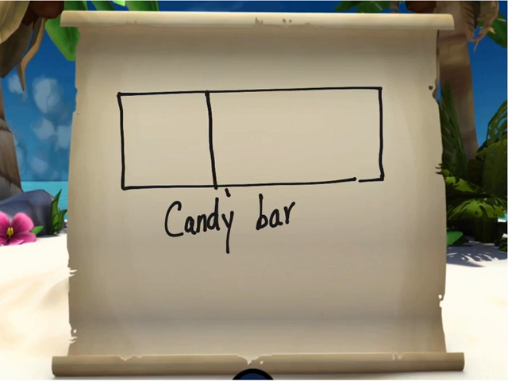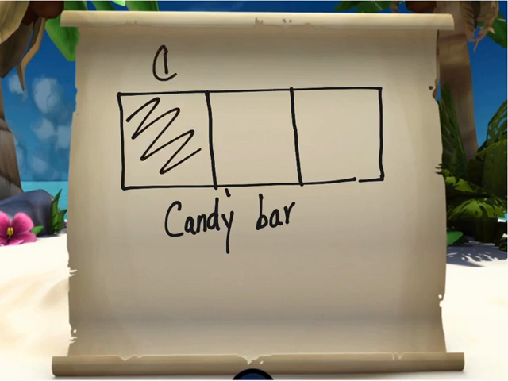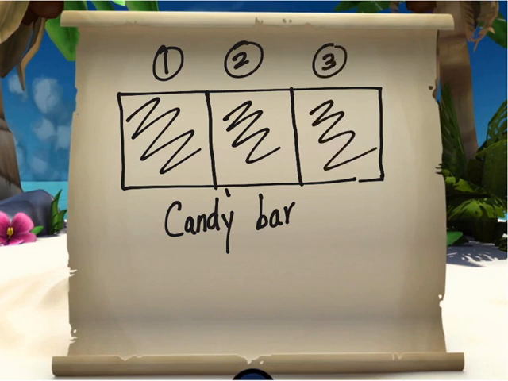So you can partition like so. This candy bar, which is here, you can give to the 1st friend. This candy bar, you can give to the 2nd friend. And this candy bar, you can give to the 3rd friend. So each of your friends will receive the candy in equal proportion.